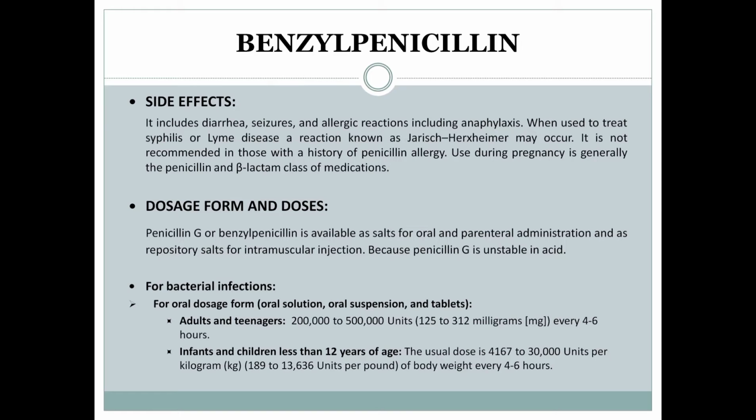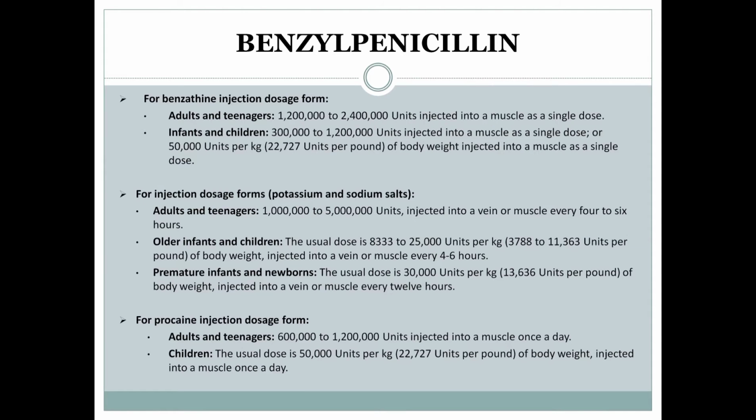Now we will discuss dosage forms and doses. Penicillin G is available as salt for oral and parenteral administration and as repository salt for intramuscular injection because penicillin G is unstable in acid. Here are the dosage forms and their doses. It is available in oral dosage form, which includes oral solution, oral suspension, and tablets. And here are the dose ranges.